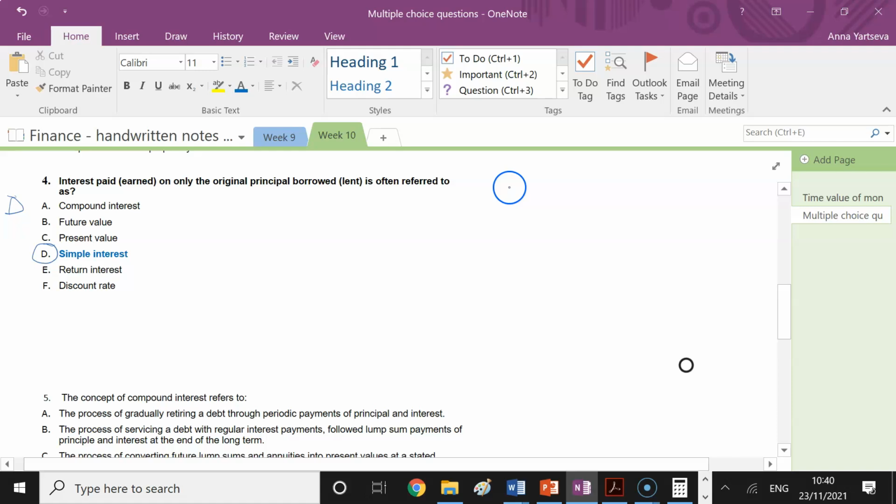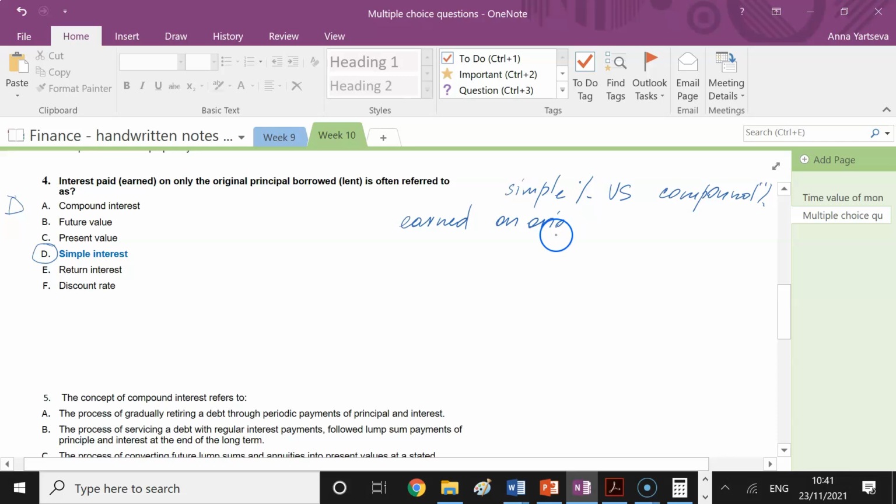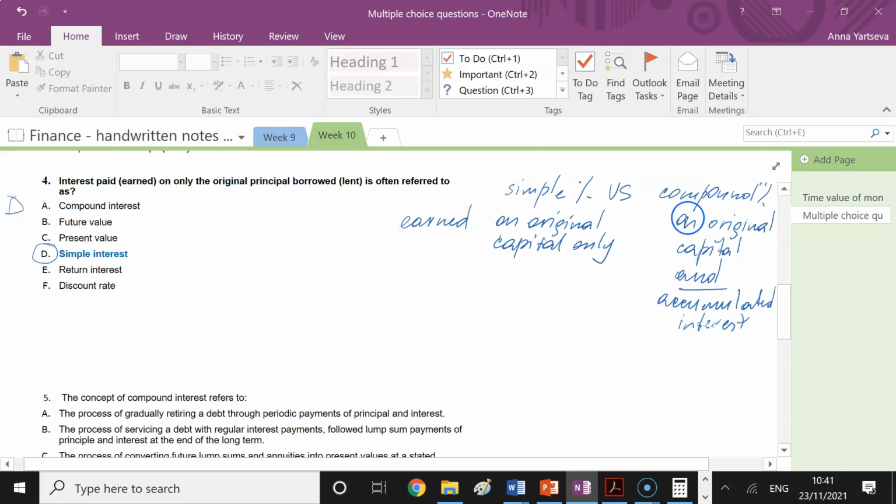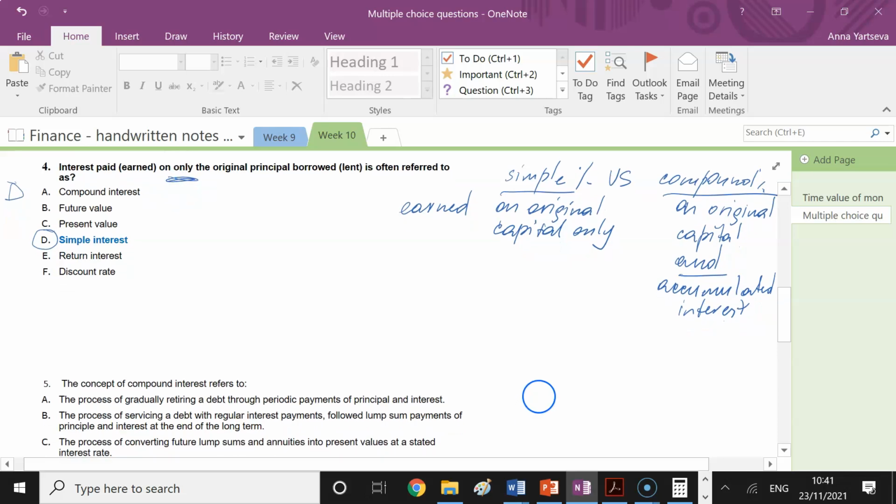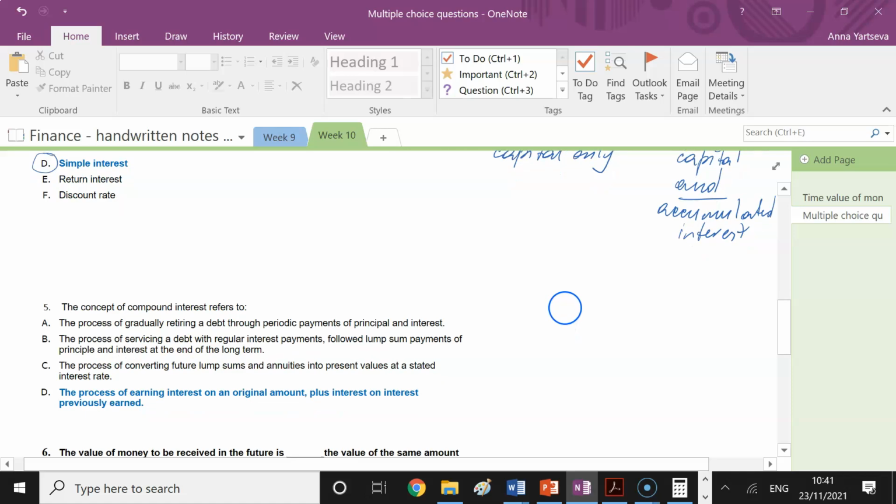So again, the difference between simple interest and compound interest is that simple interest is earned only on the original capital, while compound interest is interest on interest too. So this is earned on the original capital, the original balance, and accumulated interest as well, the interest earned in previous periods. This is the difference between simple and compound interest. So if we only earn it or pay it on the original borrowed amount, this is simple interest.